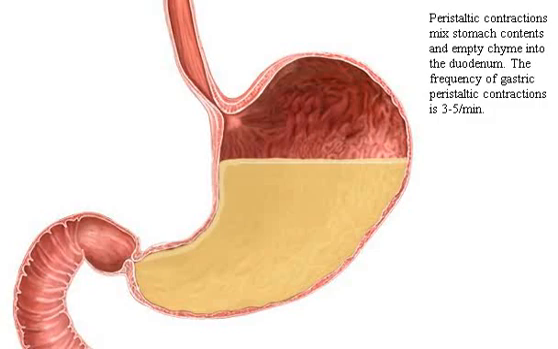Throughout the GI tract, the frequency of peristaltic contractions remains constant and is controlled by the interaction between pacemaker cells and smooth muscle cells. Each segment of the tract has a characteristic frequency. The frequency of gastric peristaltic contractions is 3 to 5 per minute. Click the body to observe peristalsis.